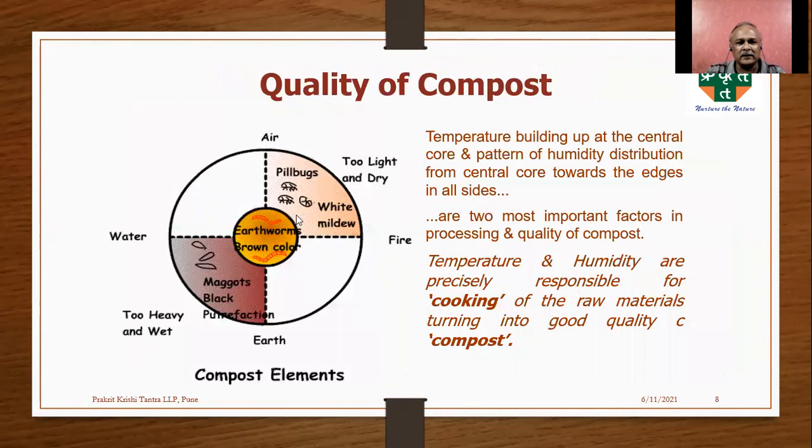And in the composting process, there are 4 elements: air, water, earth, and fire. These are the 4 elements. So if dryness is there and heat is more, then there will be burning.